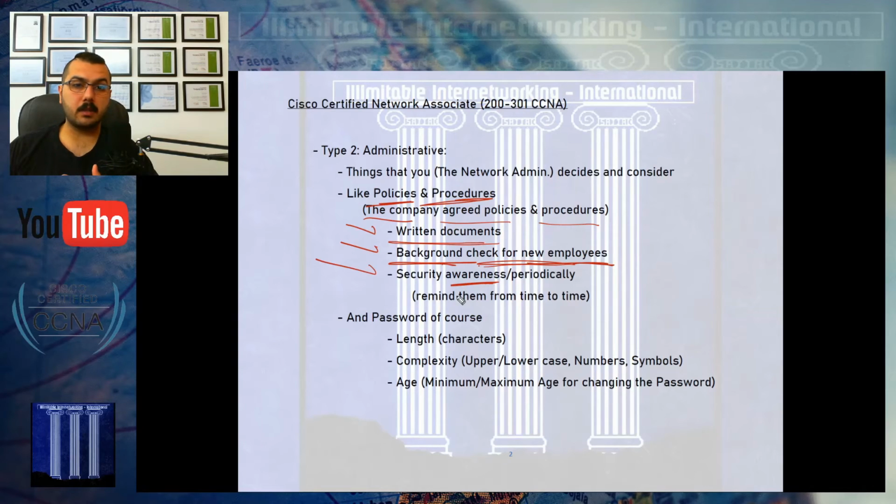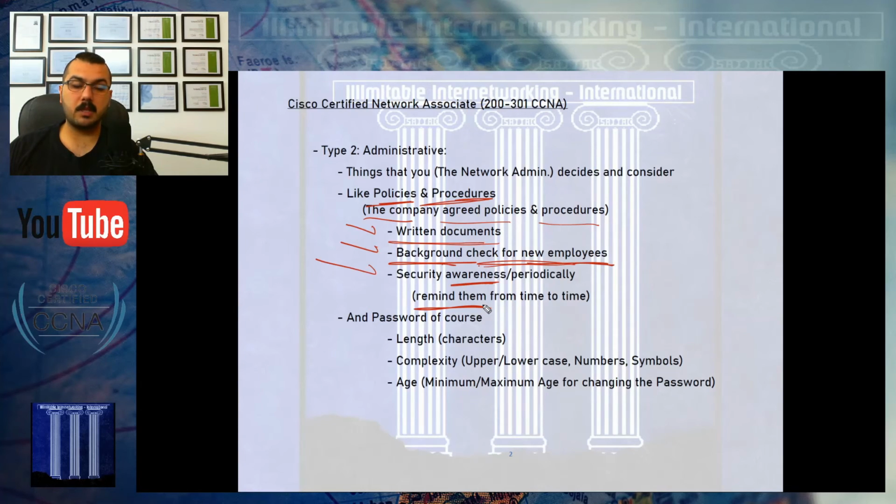You need to do meetings from time to time. You need to send them emails reminding them. This is very important, reminding them, because employees do forget. Employees focus on their job. Those general policies that the company upgrades and changes from time to time, the employees forget about them with time. Maybe after 3 to 6 months, the employee forgets about it. So you need to remind them.